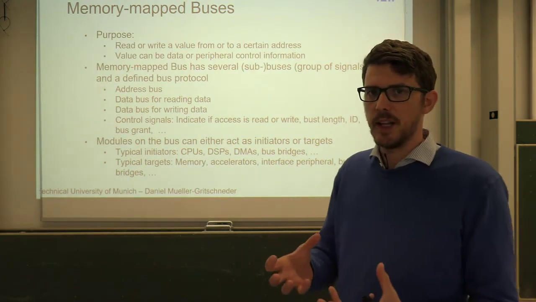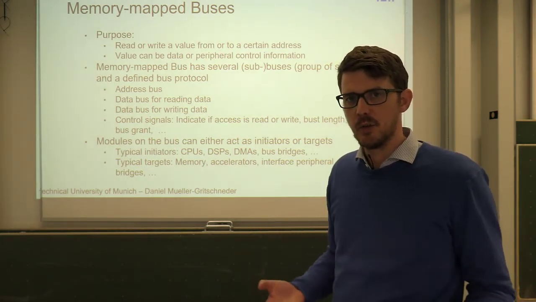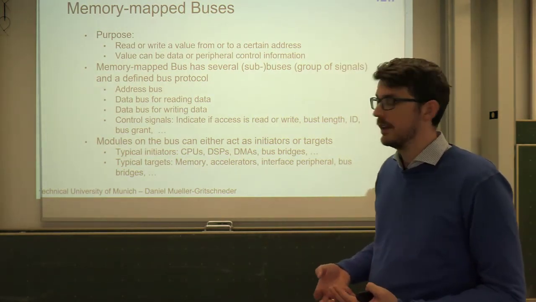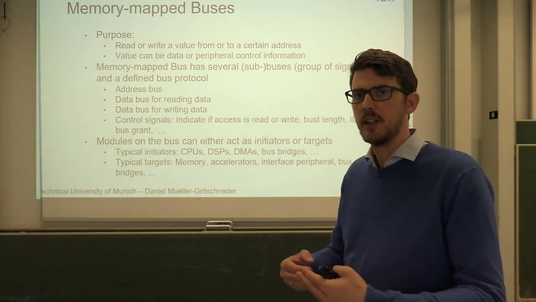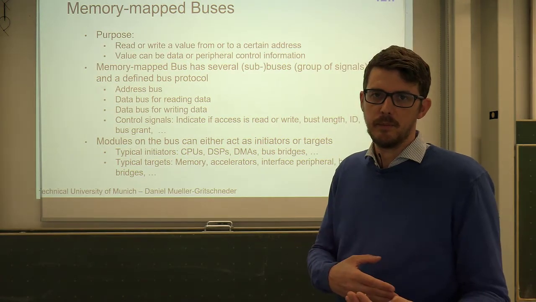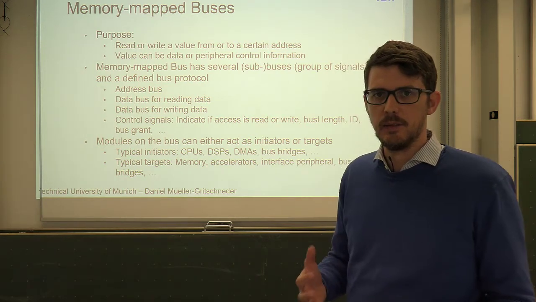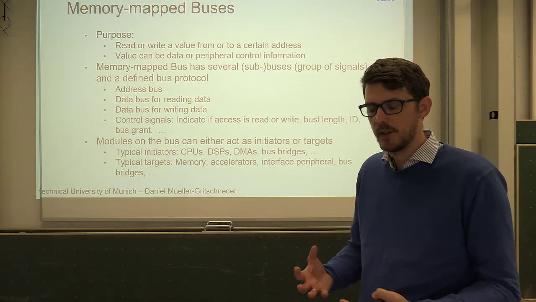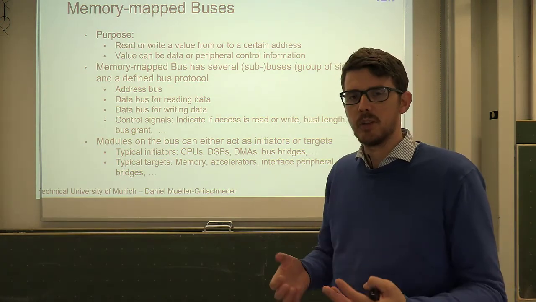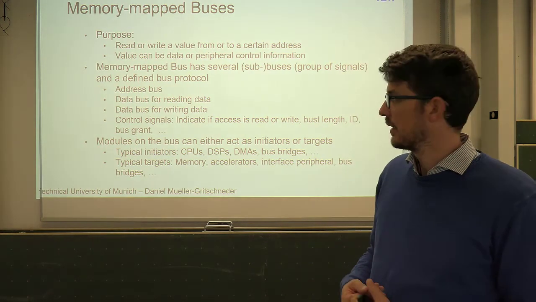The complete interconnect is called a bus, but actually it consists of different groups of signals, and these groups of signals or sub-buses are also called bus. So there is, for example, an address bus, which is a group of signals carrying the address. There is a data bus for reading data from a memory or device, and a bus to write data to a device. If you have a processor reading and writing words of 32 bits, these data buses will have 32-bit width, 32 wires to transmit this value.